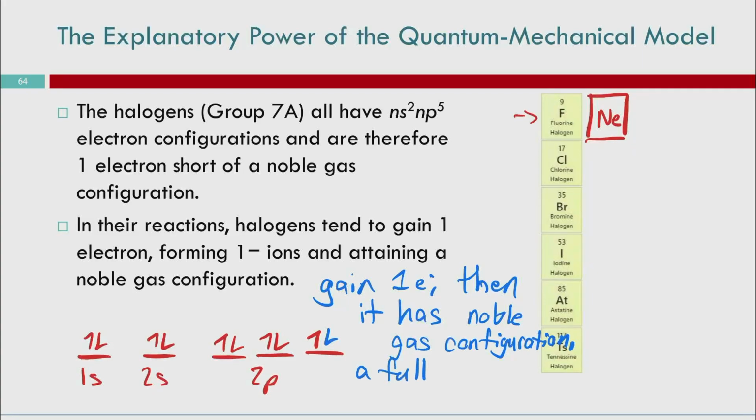Which is a full outer shell. If you gain 1 electron, electrons have a 1 minus charge, so all of our halogens form 1 minus charges when they are ions. This also makes our halogens really, really reactive because it's relatively easy to pick up 1 electron. And fluorine is the most reactive.